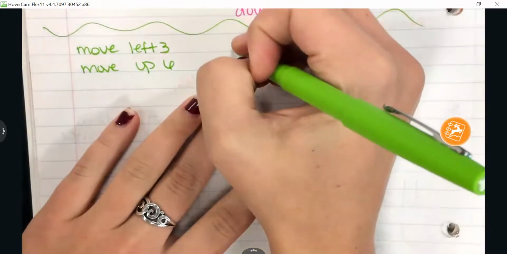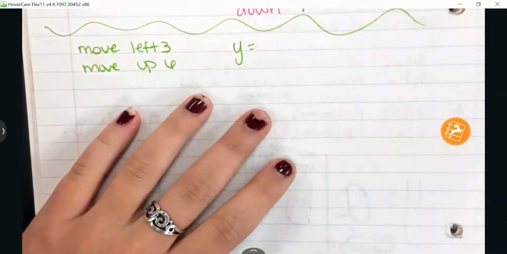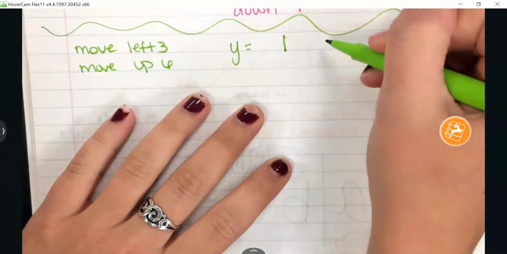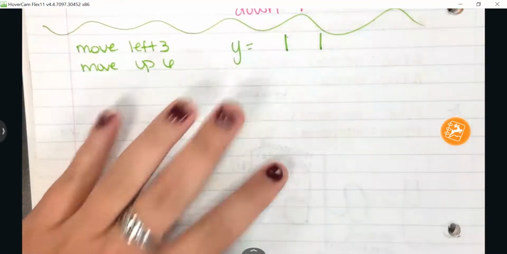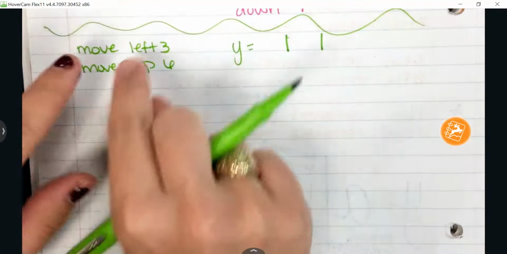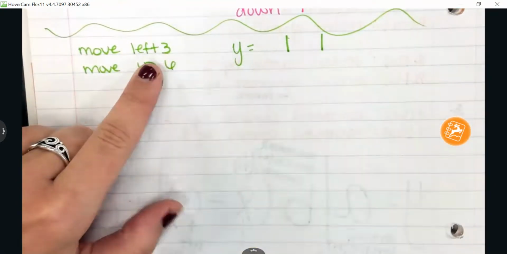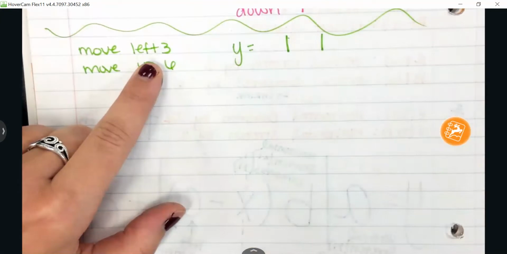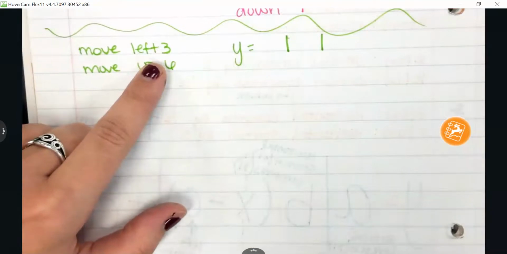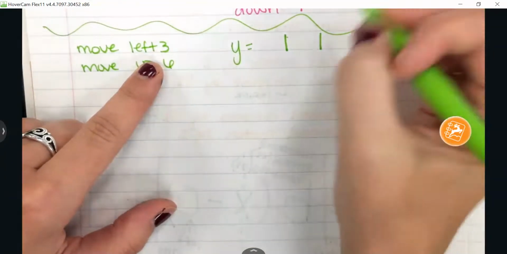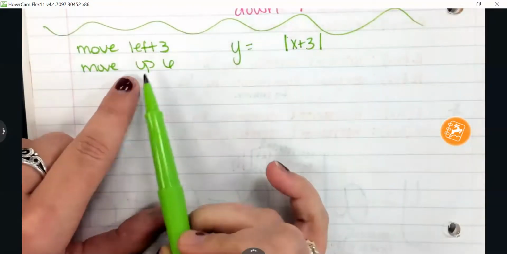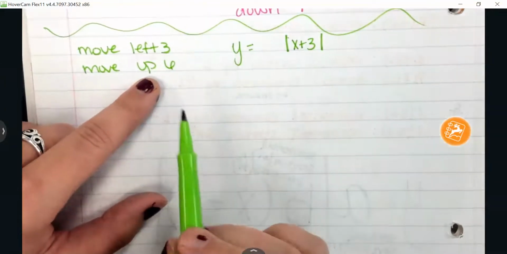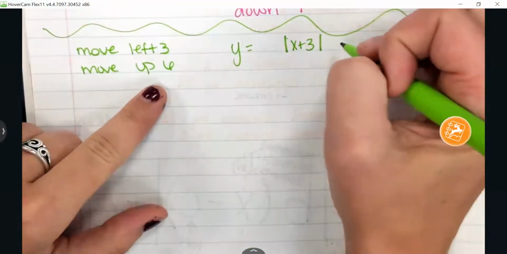So here's what a skeleton equation looks like. Y equals, and then I'm going to have my absolute value bars. That's my skeleton, okay? Now, if I put stuff in it, so if I am moving left, does that go inside or outside? Left is inside. Is it going to say +3 or -3? Why is it a +3? Because it's opposite. If I need to move up 6, is that inside or outside? Plus or minus?